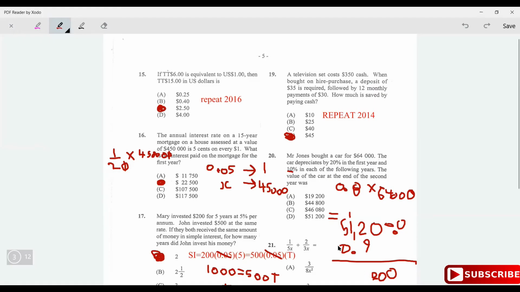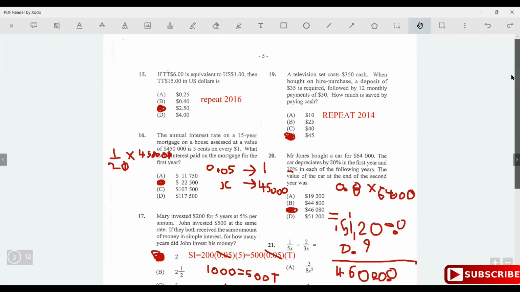10. So that's 0. Carry up the 1. 9 times 5 is 45. And 1 is 46. And it should be 1 decimal place. So this is $46,080. That's the value of the car at the end of the second year. Easy question.